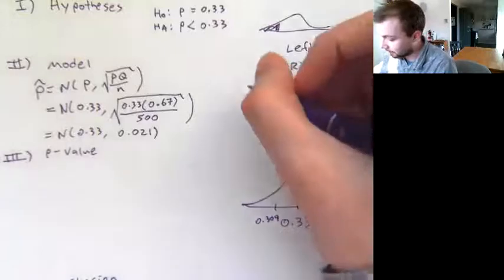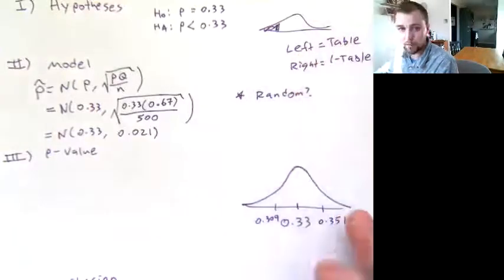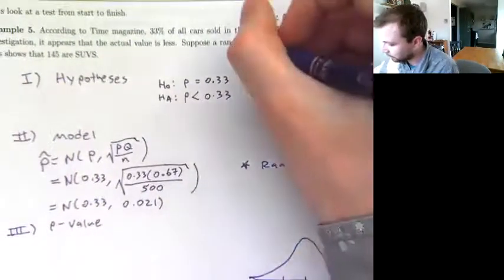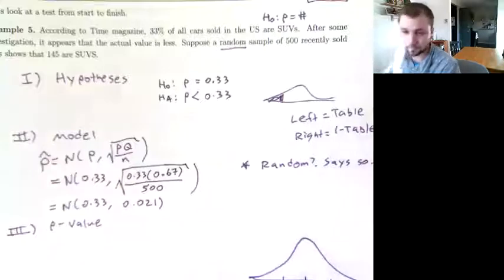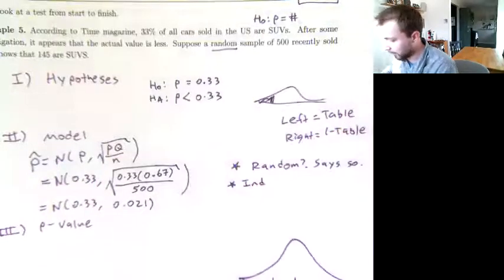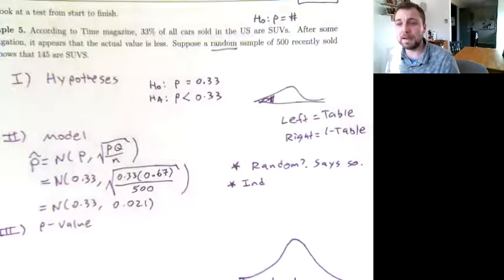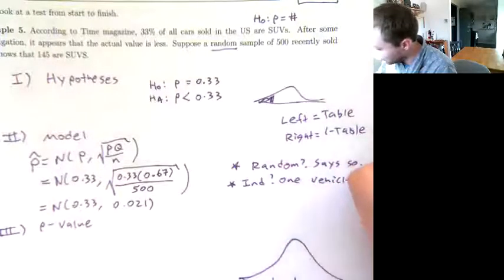If I'm checking my assumptions, first assumption is random. Looking at the problem statement, it says they've selected a random sample. So in this case, it says so. My second assumption is independence. One thing being an SUV should not affect another thing from being an SUV. It's not like you're driving down the highway in a car and all of a sudden your sports car turns into an SUV. They don't affect each other at all. So one vehicle does not affect another.